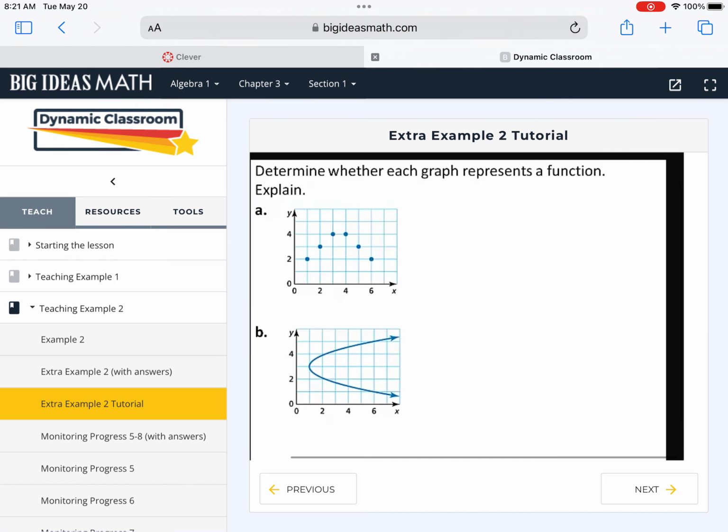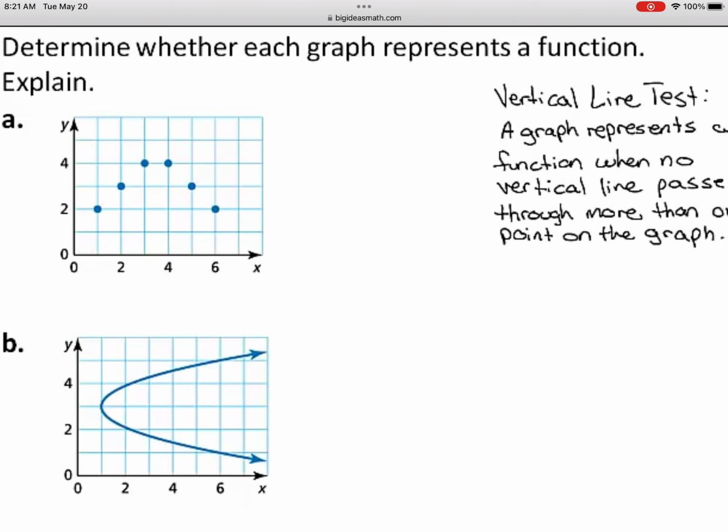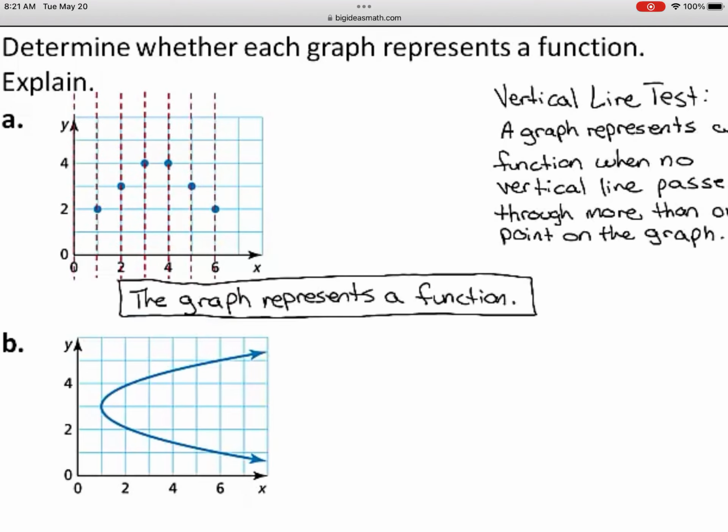Determine whether each graph represents a function. Explain. Part A. To determine whether the graph represents a function, use the vertical line test, which says a graph represents a function when no vertical line passes through more than one point on the graph. No vertical line can be drawn through more than one point on the graph, so the graph represents a function.